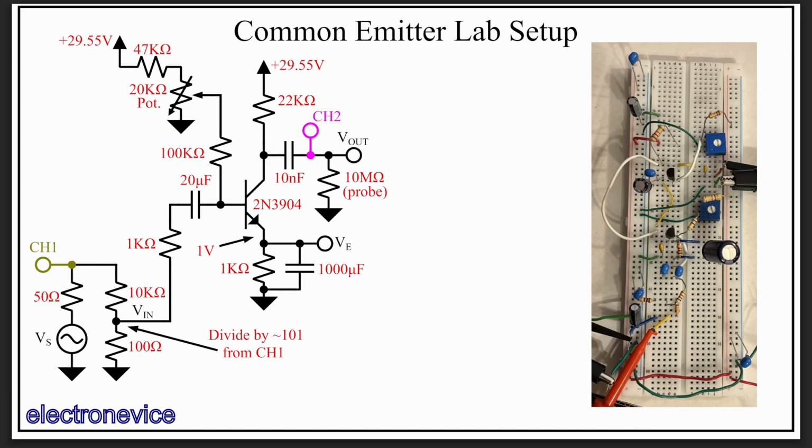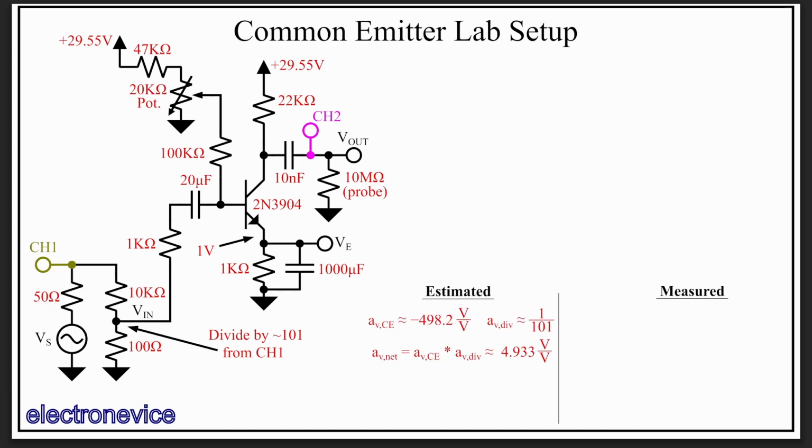Let's quickly review our estimated gains. First, we have the common emitter gain, denoted as AVCE, which we calculated was about negative 498.2 volts per volt. Then we have the divider gain I've noted here with AVDiv, which we've designed to be a factor of 1 over 101. The net gain we'll observe on the oscilloscope is the product of these two gains, which comes to a value of about 4.933 volts per volt.